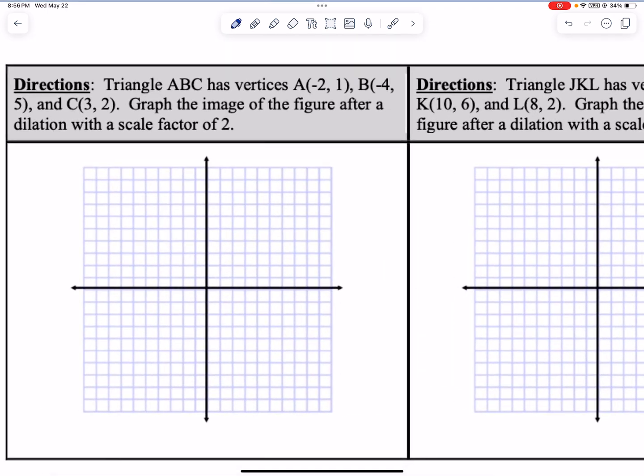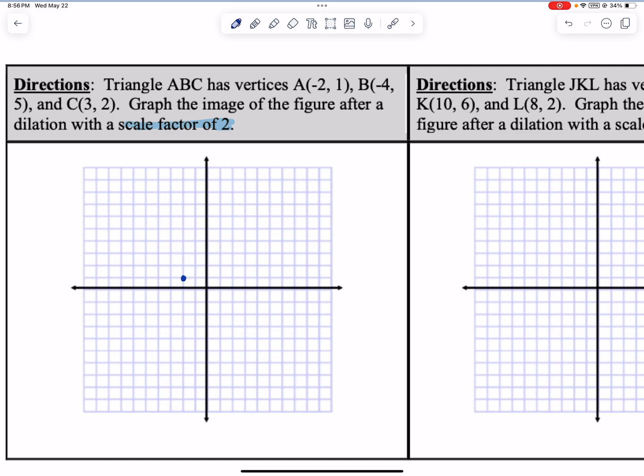So triangle ABC has these vertices. Graph the image after a dilation with a scale factor of 2. Okay, so let's start off with triangle ABC. We're going to start off with blue for our image. So -2, 1.